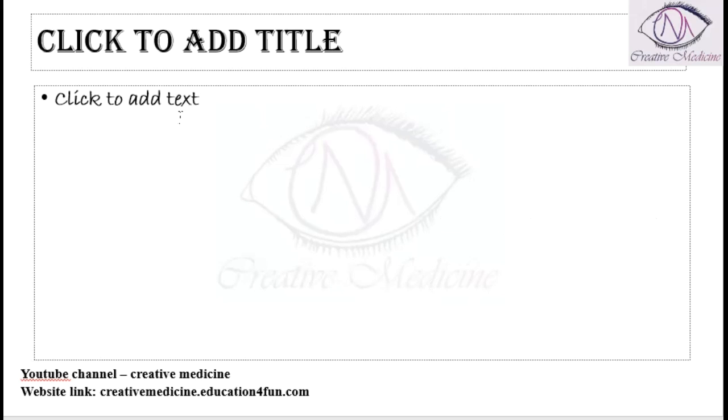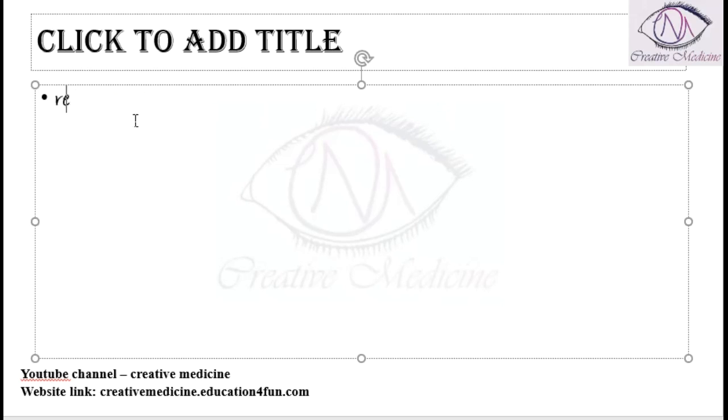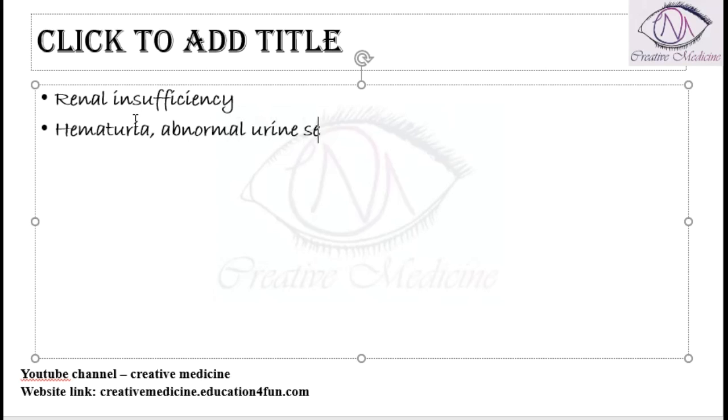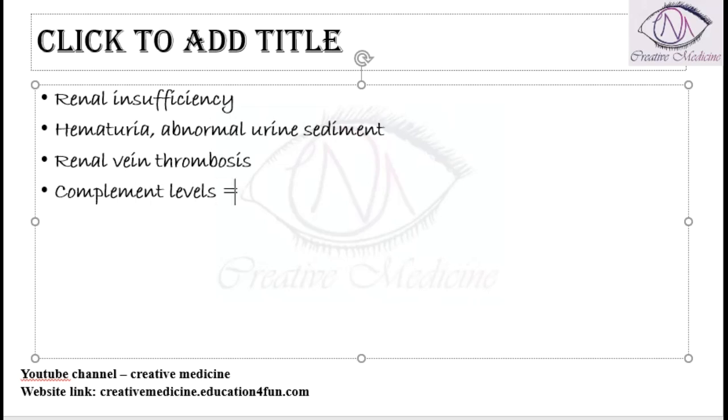Then, the other features are: there is renal insufficiency. In membranous glomerulonephritis, renal insufficiency can occur, and the patient can develop hematuria or abnormal urine sediment. Renal vein thrombosis is also common in these patients, but the complement levels are normal. And there is non-selective proteinuria.